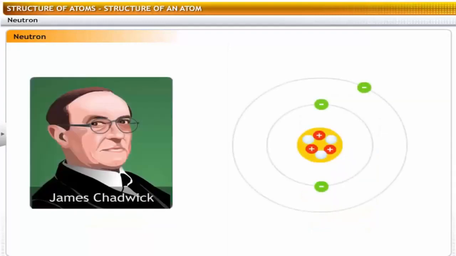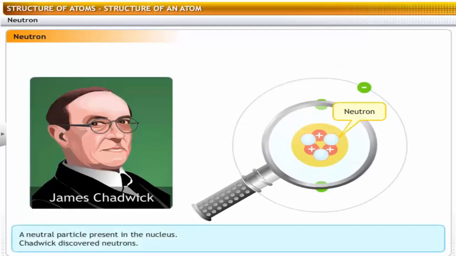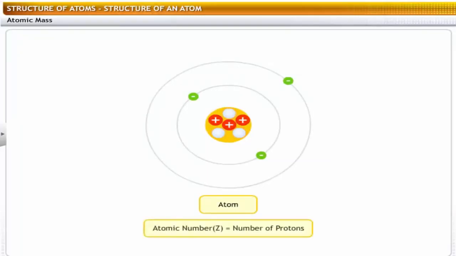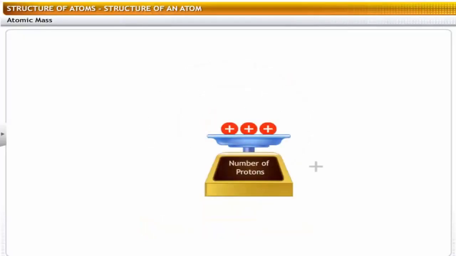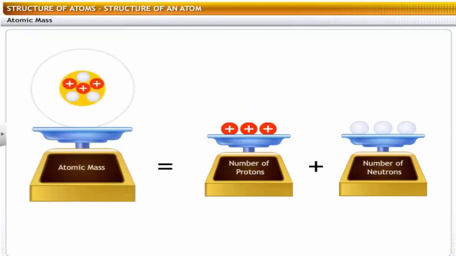This problem was solved when James Chadwick discovered another particle, the neutron. A neutron is a neutral particle with a mass equal to that of a proton and is present in the nucleus along with the proton. An interesting aspect came into the picture after the discovery of the neutron by Chadwick. Till then, only the atomic number of an element was in existence, which referred to the number of protons present in the nucleus of an atom. The total mass of the protons and neutrons inside the nucleus was regarded as the atomic mass of an element.